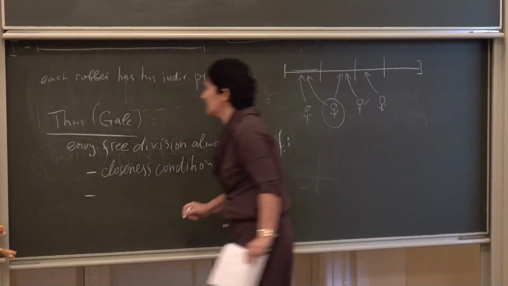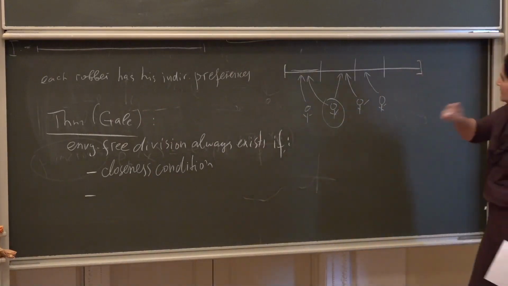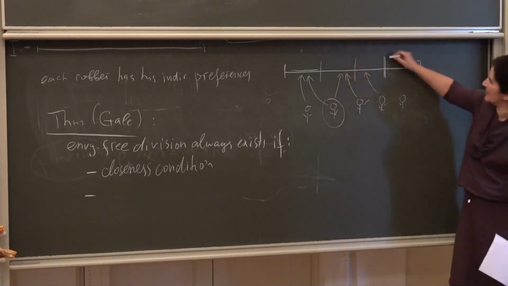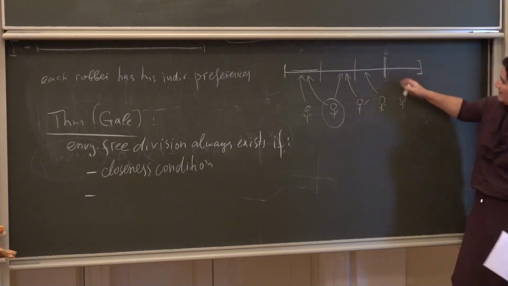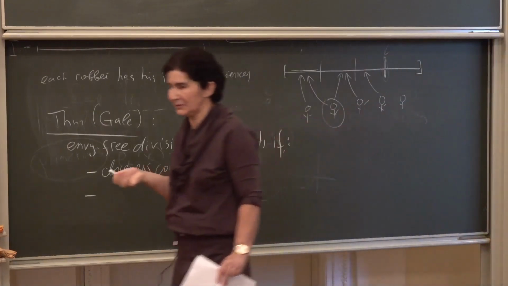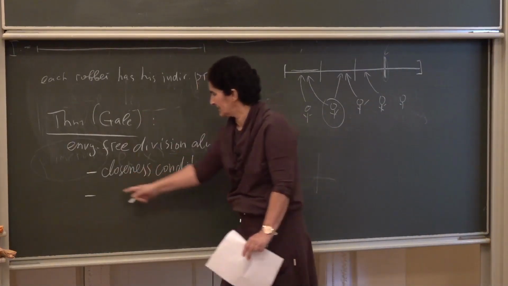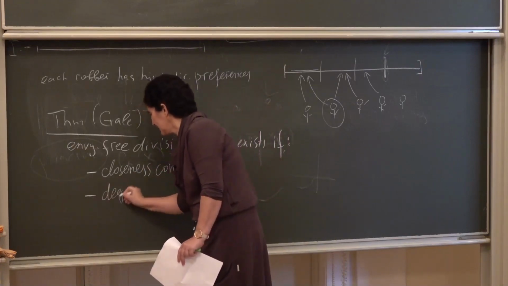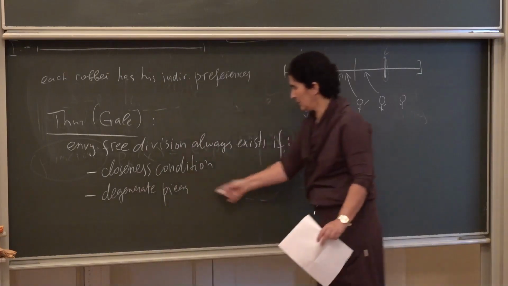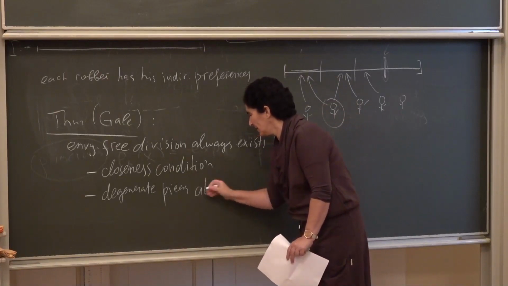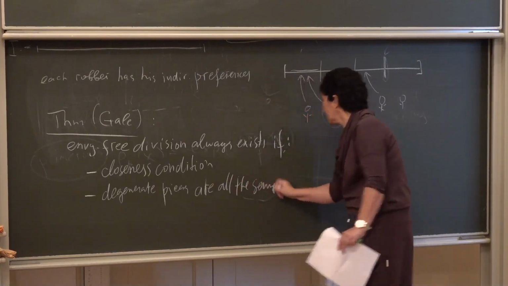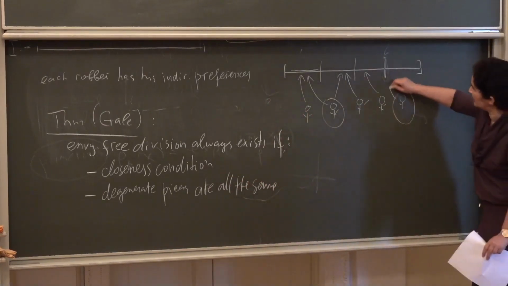And the second one is that, let me say the following, that sometimes you can cut a necklace in such a way that there appears a degenerate piece, a piece of length zero. Such degenerate pieces should also be taken into account, and the condition says that degenerate pieces are all the same.